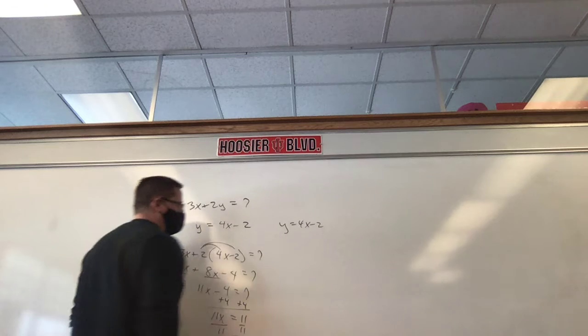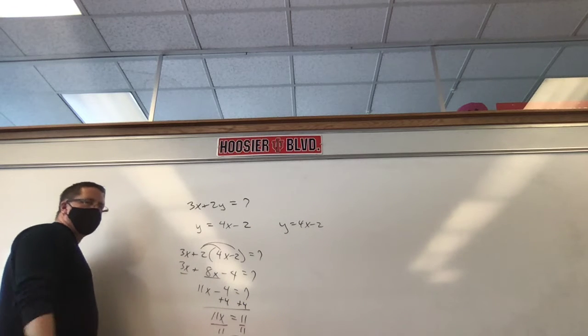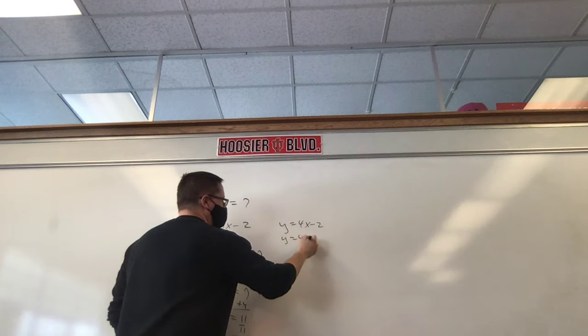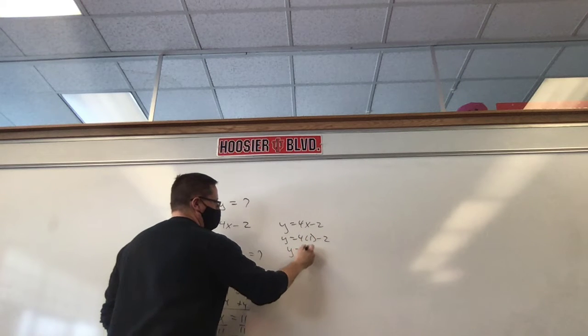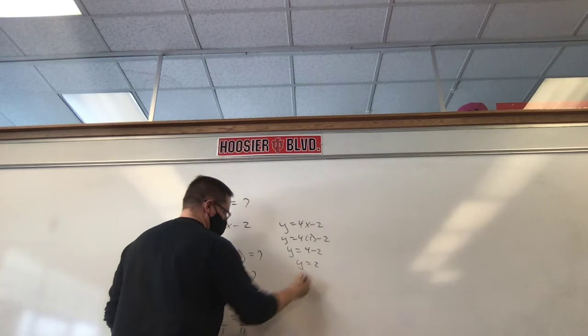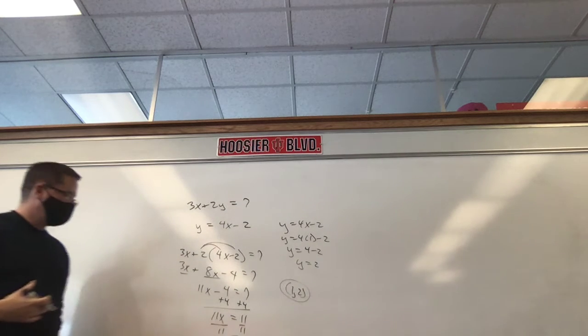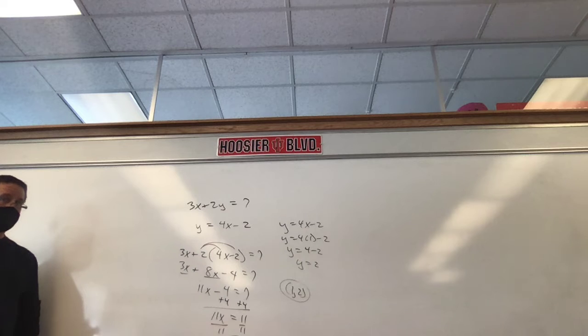And what do we now know? X equals 1. Why don't we just plug in 1 at the beginning? Because we didn't know it. So y equals 4 times 1 minus 2. So y equals 4 minus 2, which is 2. So the answer would be 1, 2. Is it 2, 1 or 1, 2? It's 1, 2, because x equals 1 and y equals 2. X comes first, just like the alphabet.